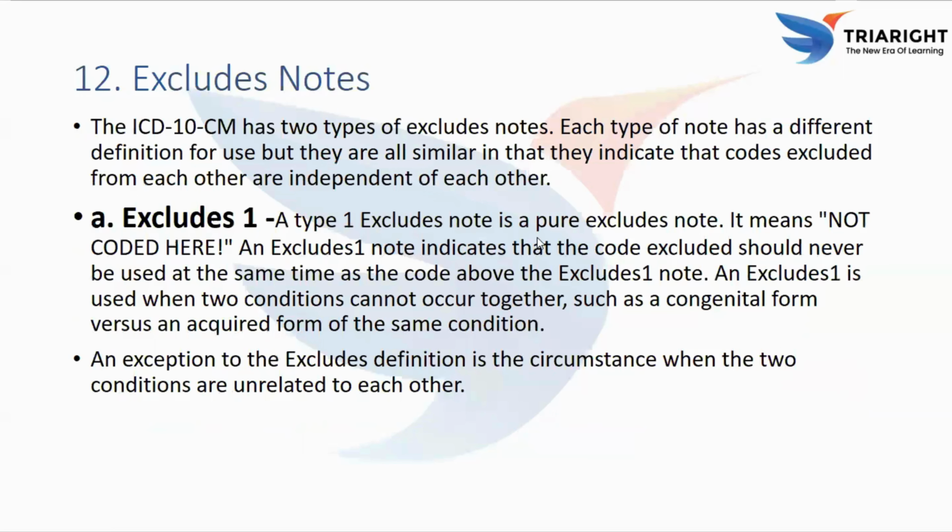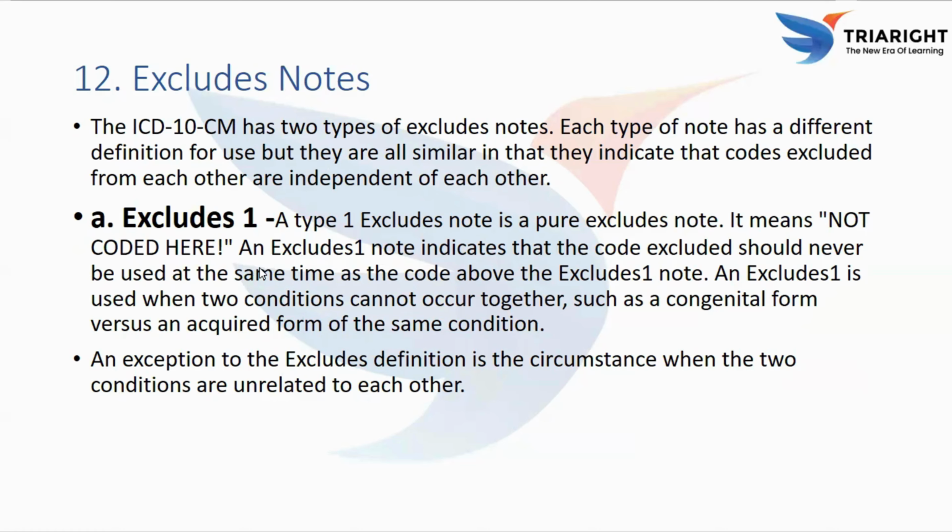Next, coming to the exclude note convention. What do you mean by exclude note? In ICD-10-CM, exclude notes tell us when certain codes should not be used together. They help prevent coding errors by showing that the conditions are not related and can't happen together. There are two types of exclude notes. What are they? Excludes1 and Excludes2.